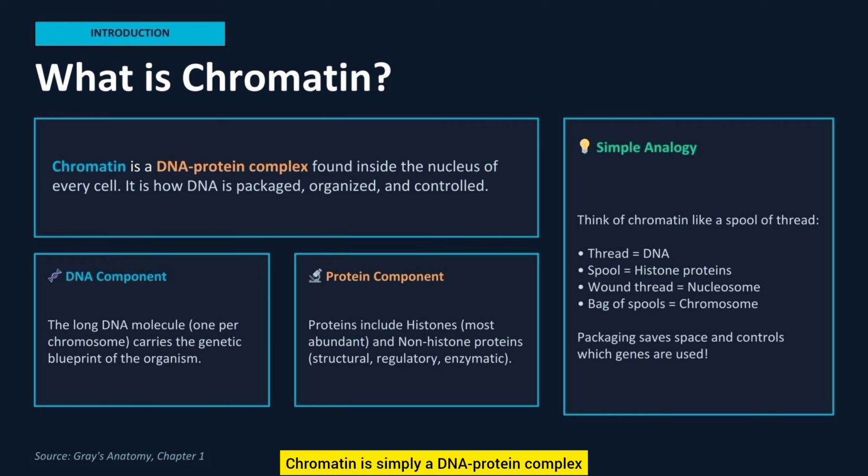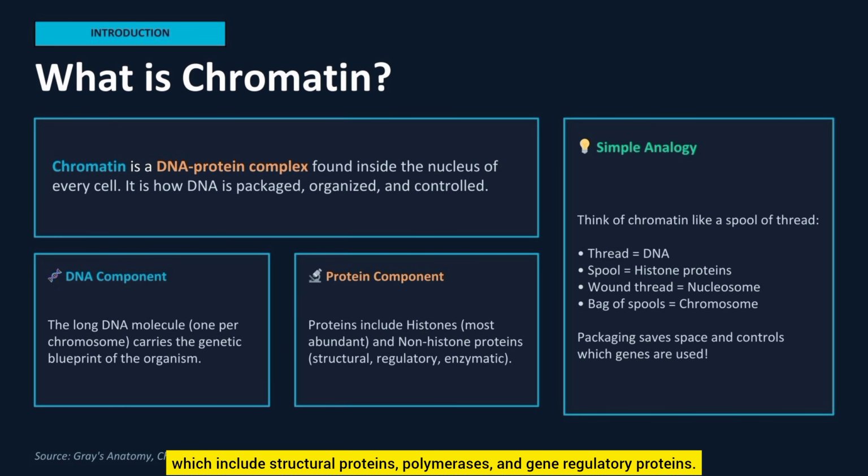Chromatin is simply a DNA protein complex found inside the nucleus. Think of it like this. Your DNA is a very, very long thread. You can't just stuff it loosely into a box. You need to wind it neatly onto spools. Those spools? They are histone proteins. The wound thread on a spool? That is the nucleosome. And a whole bag of spools? That is your chromosome.